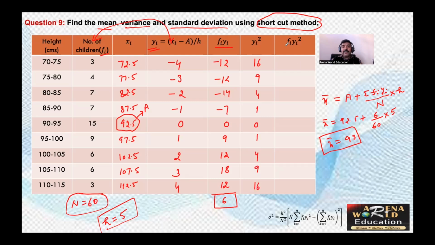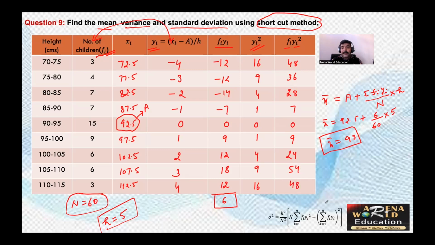What is the next step? We will find fi into yi square. So this is your fi. So we will multiply each fi with yi square. So 3 into 16, this will be 48. 4 into 9, this will be 36. So 7 into 4, this will be 28. And 7 into 1, it will be 7. 15 into 0, this will be 0. 9 into 1, this will be 9. 6 into 4, this will be 24. 6 into 9, it will be 54. And 3 into 16, this will be 48.